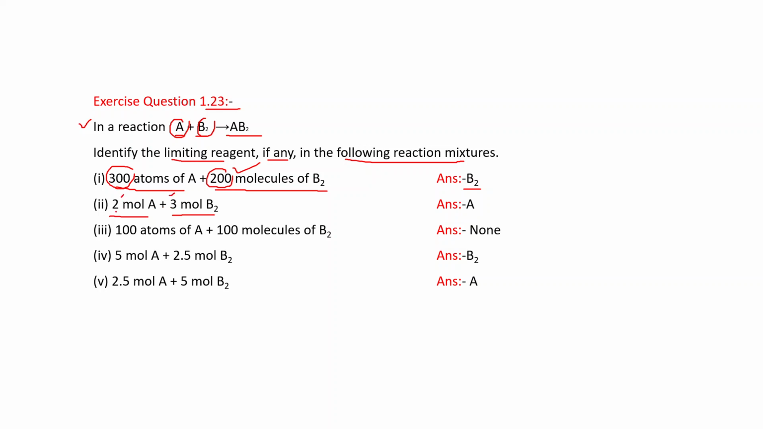Which is lesser? This is 2. That's why we can say limiting reagent is A. With 100 atoms of A and 100 molecules of B2, the ratio is 1:1. That's why no one is the limiting reagent.